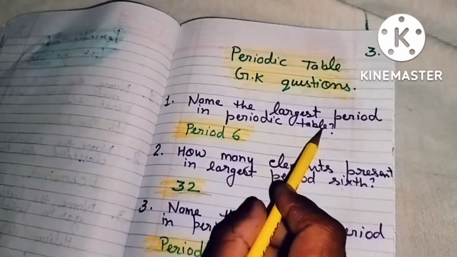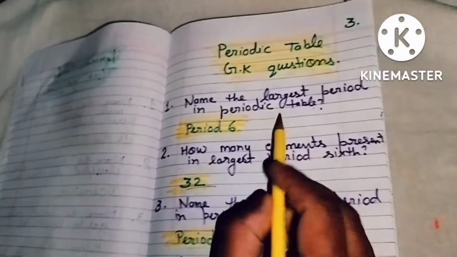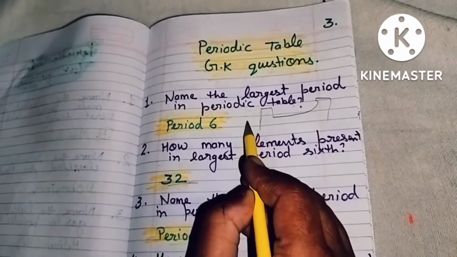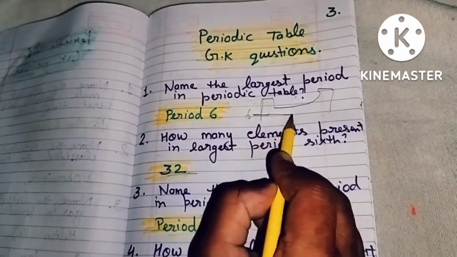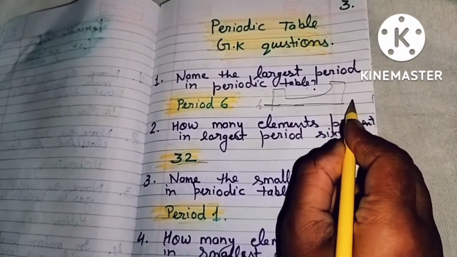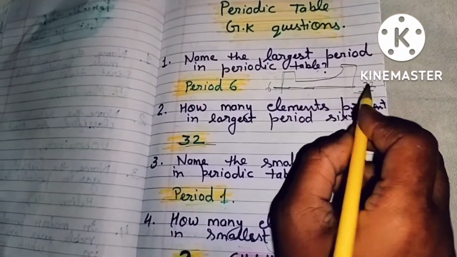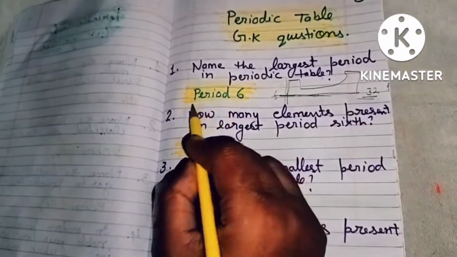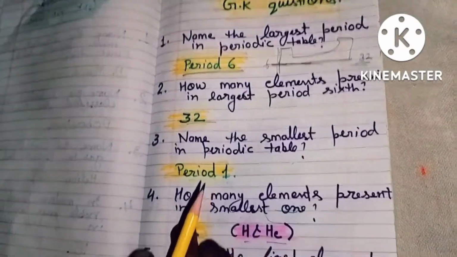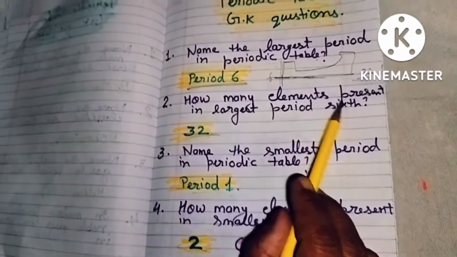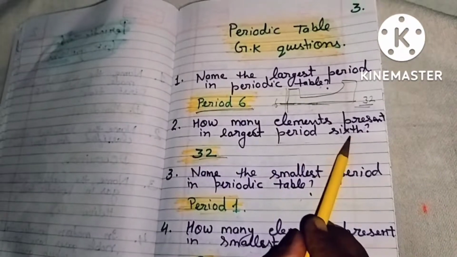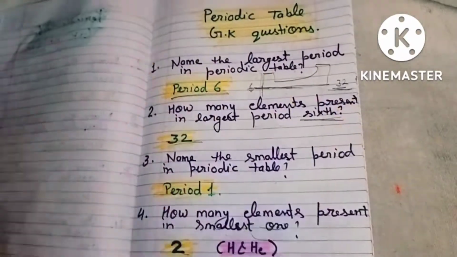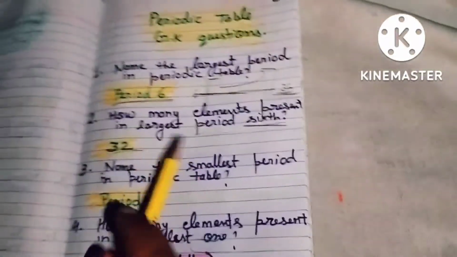Name the largest period in the periodic table. We study in the periodic table that period number 6 has 32 elements present. The largest period is period 6. Next, how many elements are present in the largest period, period 6? Period 6 has 32 elements, the highest number of elements in any period.